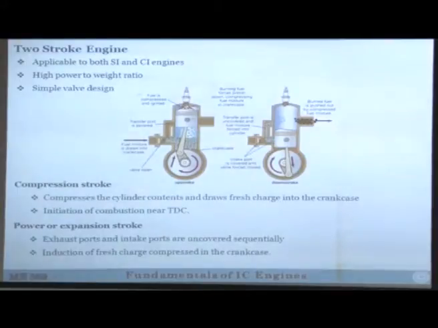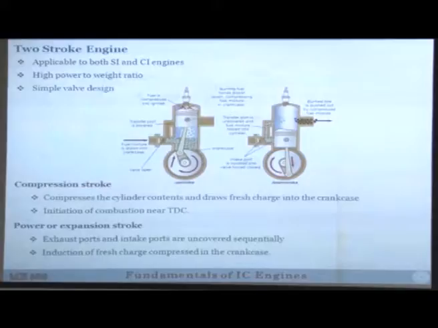So there are two strokes. One is the compression stroke. It compresses the cylinder content and draws the fresh charge into the crankcase. So fresh charge is coming in. Here the compression is taking place, and then you initiate the combustion near the TDC by applying a spark. In the power stroke, exhaust ports and intake ports are uncovered sequentially, and induction of the fresh charge compressed in the crankcase takes place. Okay, so this is clear.